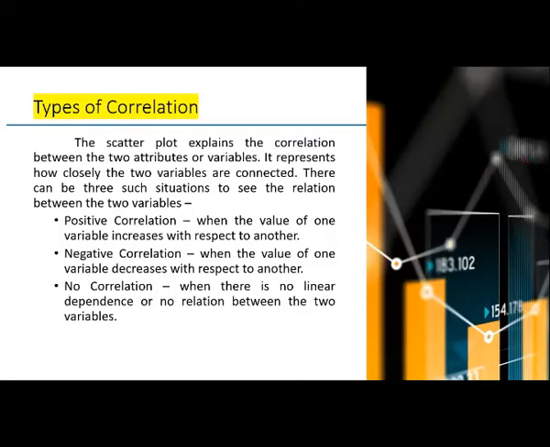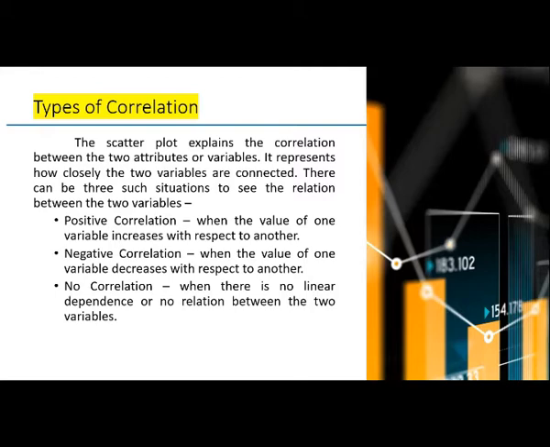These are the three types of correlation. So the scatter plot explains the correlation between two attributes or variables. Pag sinabi natin scatter plot is just the plotting of all the points or ordered pairs in a Cartesian plane wherein you can see the relationship between X and Y. So kung gaano ba siya correlated yung one data from the other. Now, it represents how closely the two variables are connected. So there can be three situations to see the relationship between the two variables. The first is positive correlation, negative correlation, and no correlation at all.